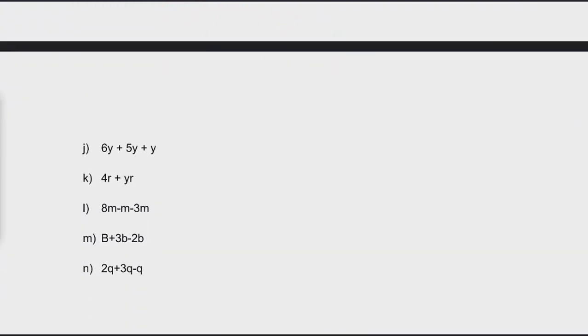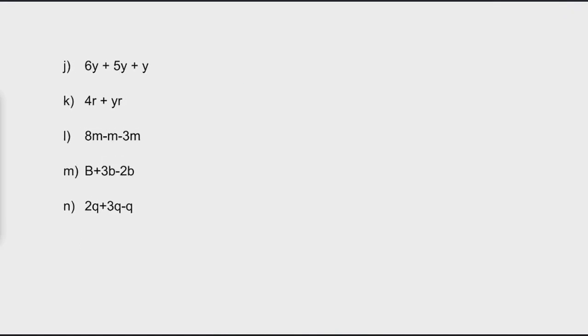Okay, and then just some final questions. 6y plus 5y plus y is the same as saying, what's 6 plus 5? That's 11y plus y, which is equal to 12y. And then 4r, ignore that y, plus r, well, that is 4 plus 1, which is 5r.